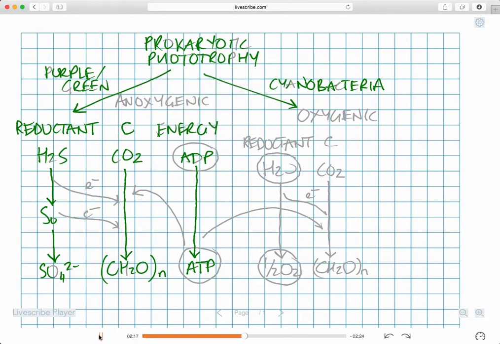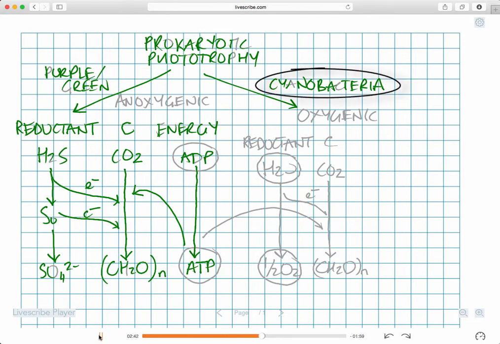So let's come back over to our reductant. We're going to take our electrons and use those electrons, for example, from hydrogen sulfide to reduce our carbon dioxide, or we could take our electrons from elemental sulfur and use those to reduce our carbon dioxide. And then we're going to drive all of this using the energy from ATP. So what's going on over here with cyanobacteria?